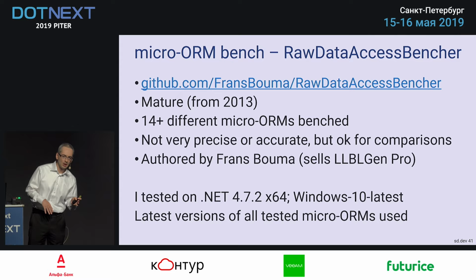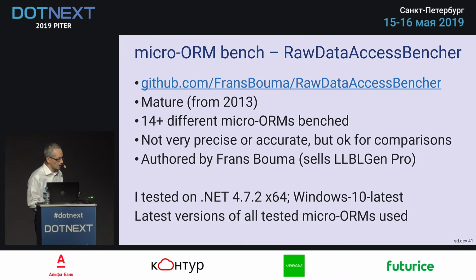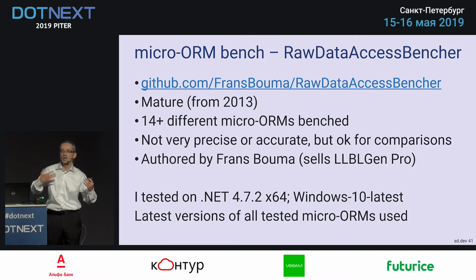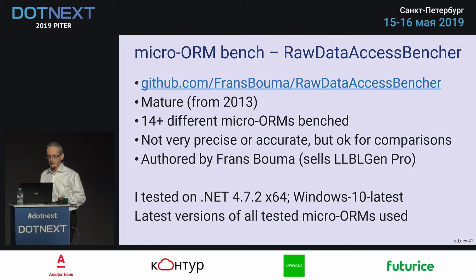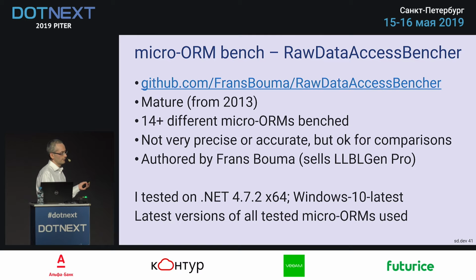It's authored by a guy named Frans Bouma, who also coincidentally happens to be the author of a commercial ORM for .NET called LLBLGen Pro, and I think his primary motivation was to showcase the performance of LLBLGen, but the benchmark is not biased in any way toward his particular product. So I tested it on my laptop on .NET 4.7.2, 64-bit Windows 10 latest, and I used all the latest versions of the micro-ORMs that were available on NuGet. .NET 4.8 was not yet available when I was testing it, or rather it was available, but I was not available. I was on vacation.